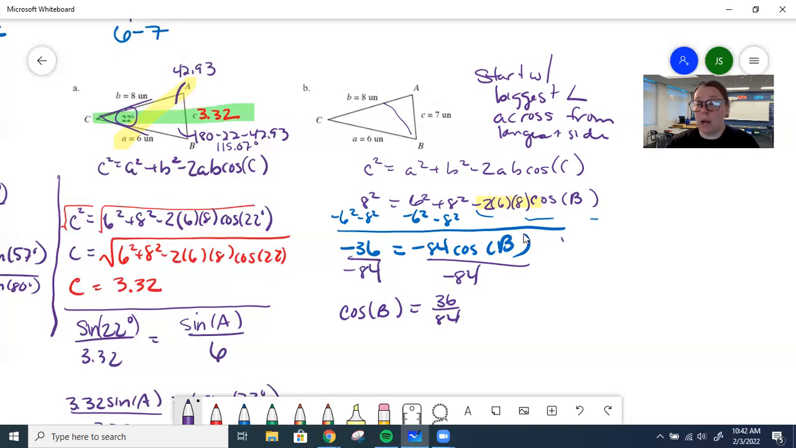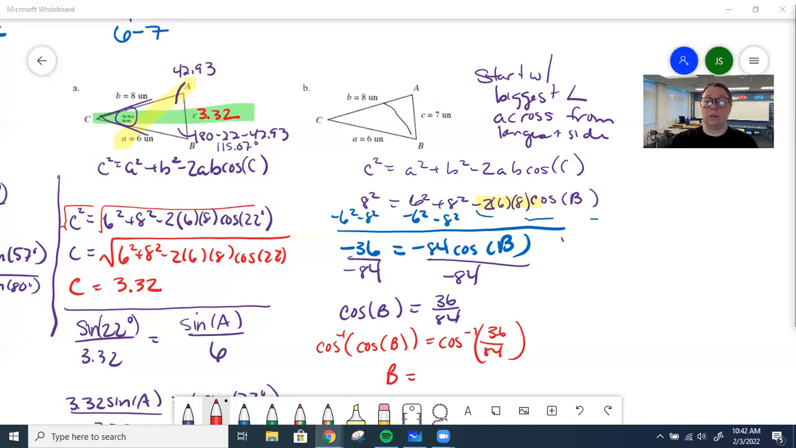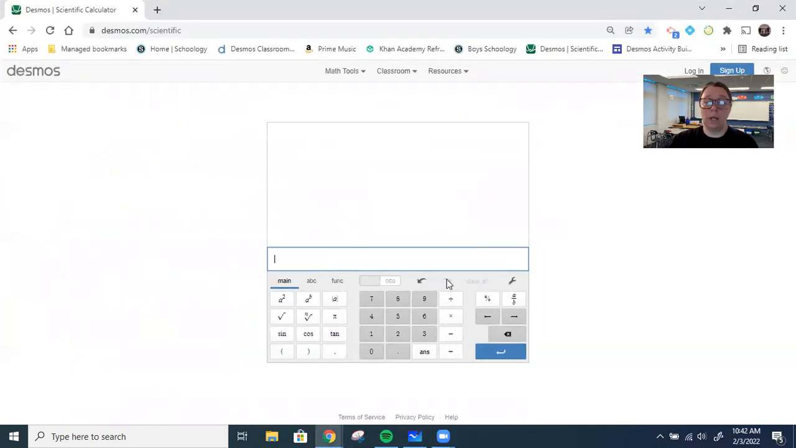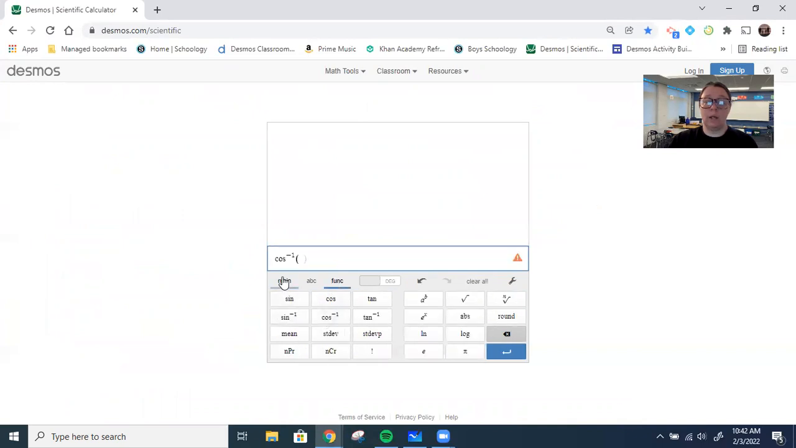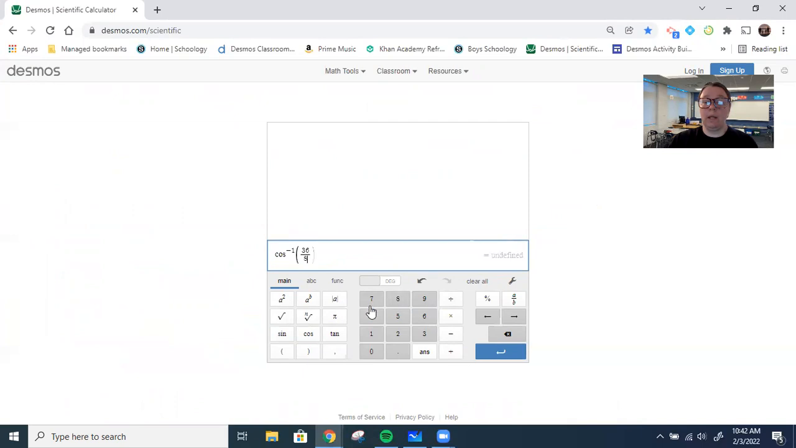All right, then I want to know B. I have the cosine of B is this, but I want to know what B is. So I'm going to have to take the inverse of both sides. So I have to do the inverse cosine of 36 over 84, and then that will give me angle B. This one you have to write a little bit more out than on the other one. So inverse cosine of 36 divided by 84, which is 64.6 degrees. I just write 64.6 degrees.